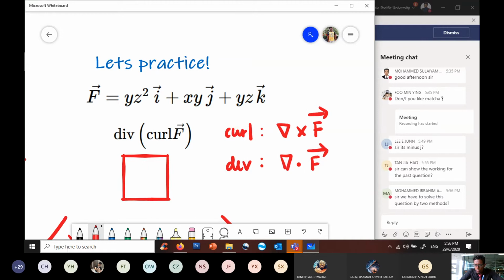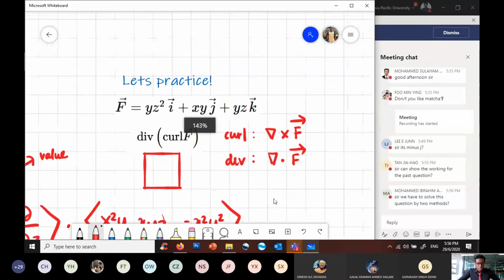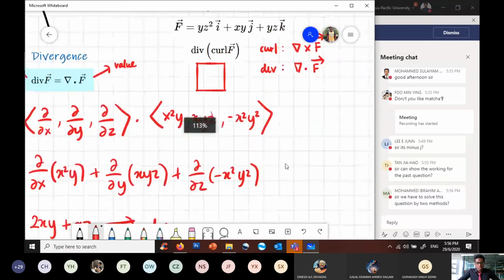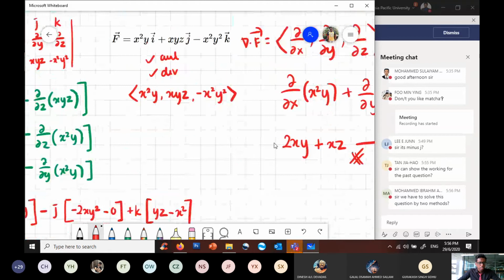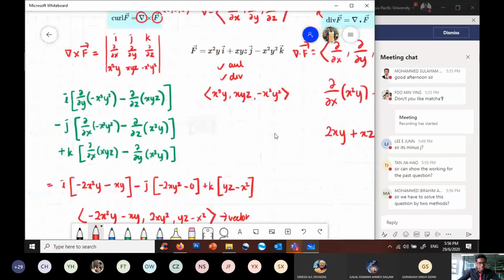We have to solve the question by two methods. It's not really two methods, but there are two steps involved in getting the final answer. The first step is finding the curl. Then once you get the answer, which is a vector, then you find the divergence of that vector. Can you show the working for the past question? Okay. I think divergence is a bit easy, so let me show you the curl. Because if I show everything at the same time, it will be a bit small. So maybe let me show you the curl first.